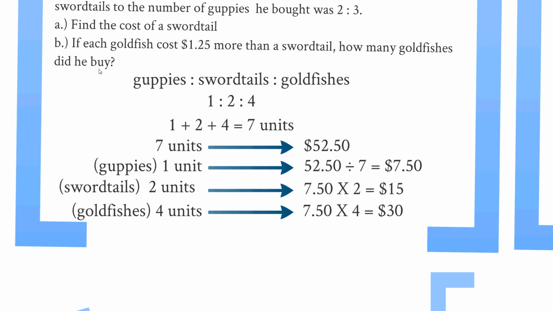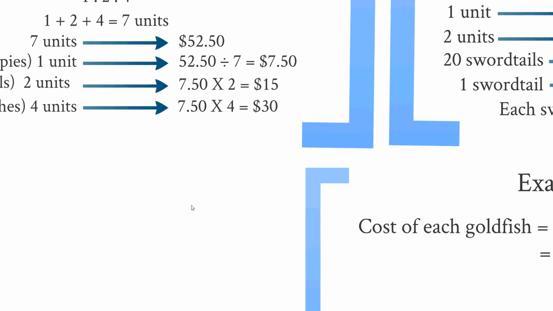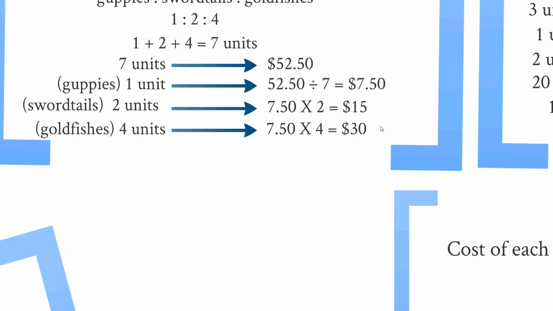The question wants us to find how many goldfishes did he buy. So they want to know how many goldfishes did he buy. Right now we know that one goldfish costs $2. And he spent how much? He spent, from here you can see he spent $30 in total for all the goldfishes, and one goldfish cost $2.